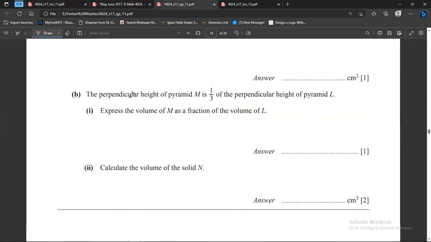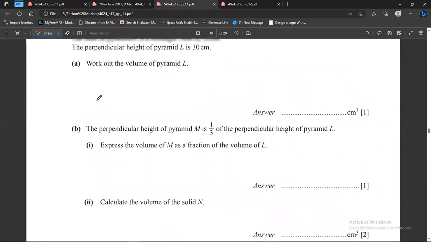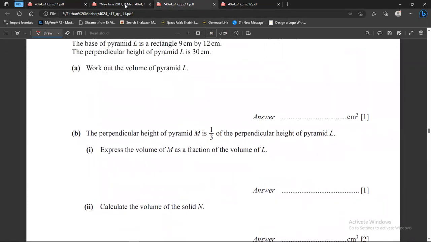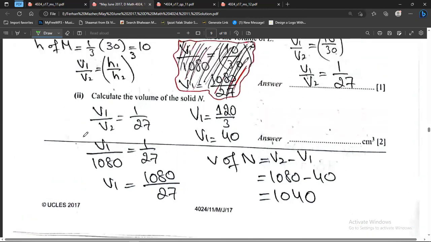Okay, then he says, calculate the volume of the solid N. Okay, let me call it V1 by V2 will be equal to 1 by 27, and we just calculated that volume ratio. So V2 will be equal to 1080. V1 by 1080 equals 1 by 27. And V1 will be equal to 1080 divided by 27, and that will be 120 by 3. And the V1 value will be 40.